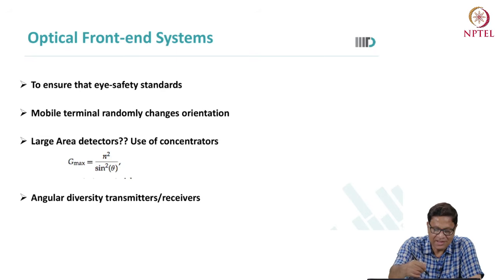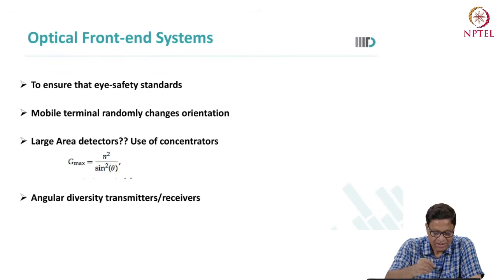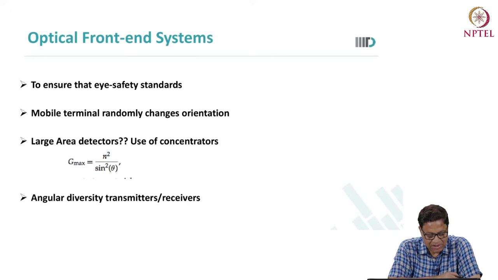As I mentioned, these designs are different for terrestrial, different for underwater, different for space. And also one has to use angular diversity transmitters, because optical wireless is primarily a line of sight technology. If something comes in between, it will be stopped. So in order to have continuous reception of signals, one has to use multiple transmitters or multiple receivers, so that blockages are taken care of and communication is not disturbed.